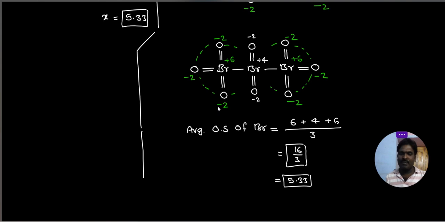So now, assigning oxidation states for individual atoms. Expecting a question: what are the terminal bromine atoms' oxidation states in tribromo octoxide? +6 and +6. What is the oxidation state of the middle bromine atom in tribromo octoxide? +4. Clear? Now moving to the last example, the third question.